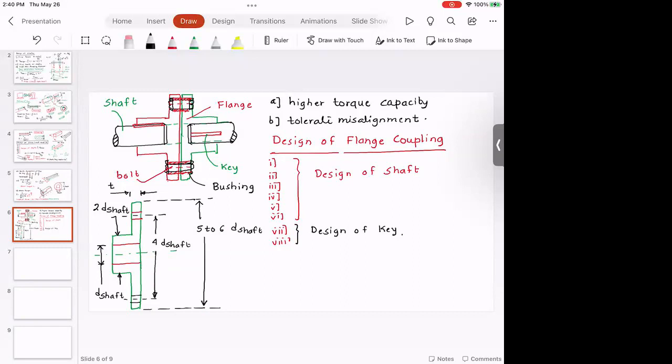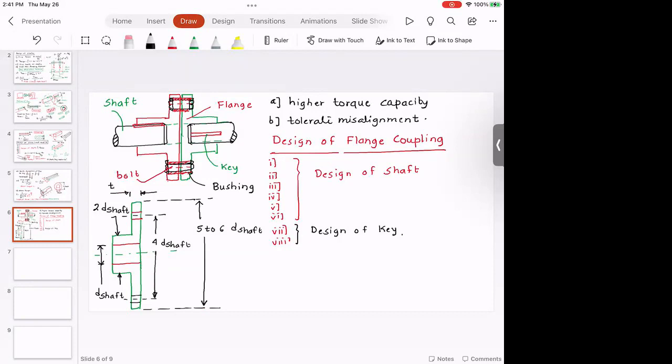Before I explain the calculations, I want you to pay attention to the dimensions that we already know. The flange coupling has a slightly different design compared to the sleeve coupling. And here, what you have is the diameter of the boss, which is 2 times the diameter of the shaft. You have the bolts and the pitch circle diameter, or the circle where the bolts are drilled or attached, is 4 times the diameter of the shaft. And the outermost dimension is 5 to 6 times the diameter of the shaft.